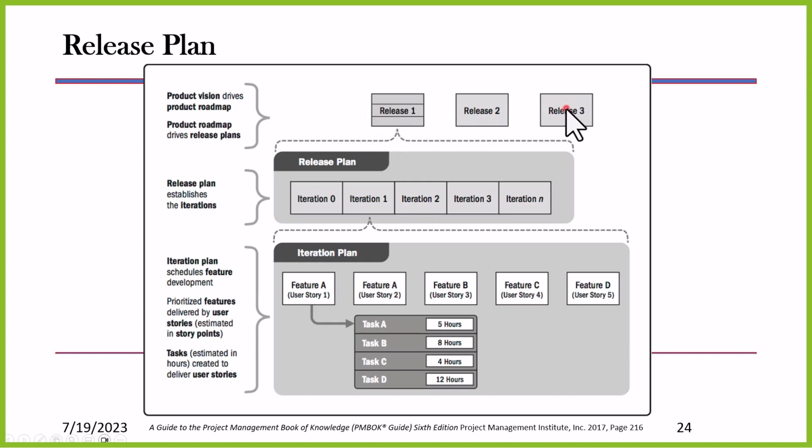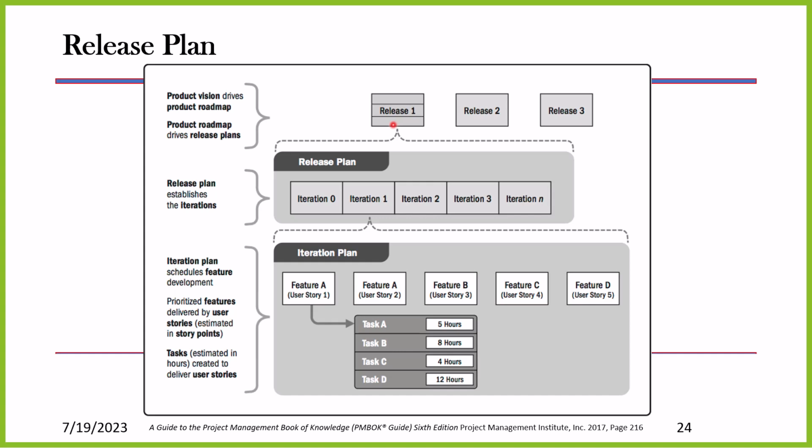This particular project has 3 releases. Now, for each release, I will have iterations associated with each release. So this release plan is going to come from the product backlog, and then I will create individual iterations that will support that product backlog, or in this case, that release.